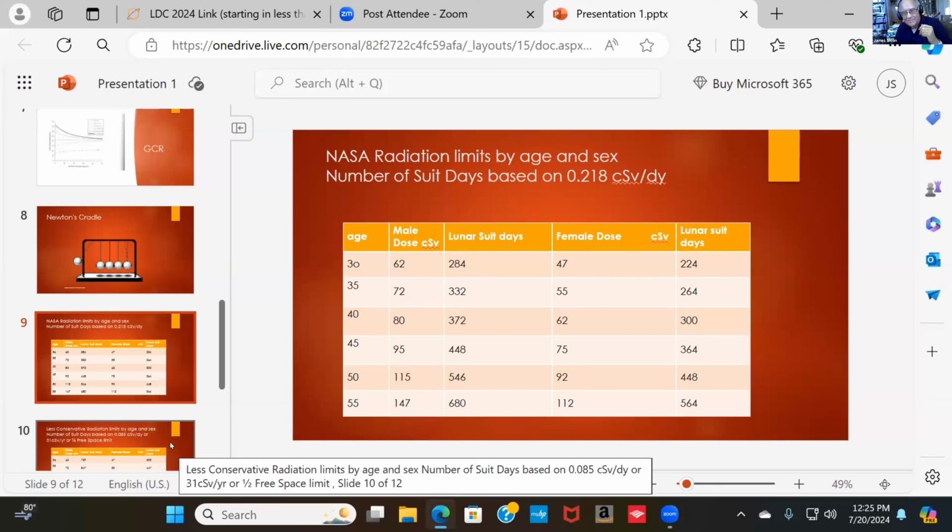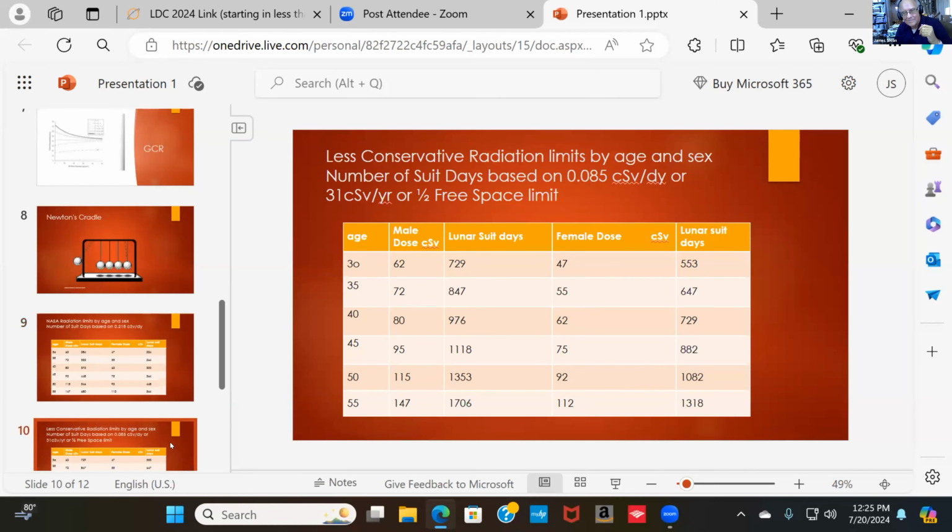Here is a less conservative scenario that I put together. Basically, it still uses the same limits that NASA uses for the total dose, but it's assuming a much lower radiation level per day. The previous slide with NASA assumes a lot of uncertainty, and so they compensate for that by assuming a much higher radiation dose per day.